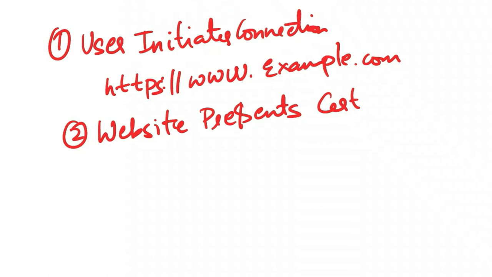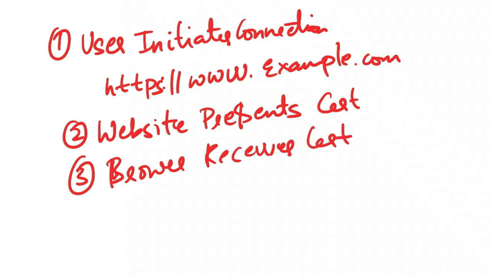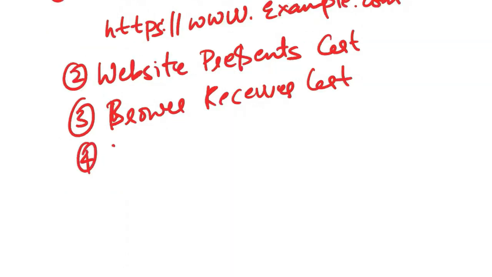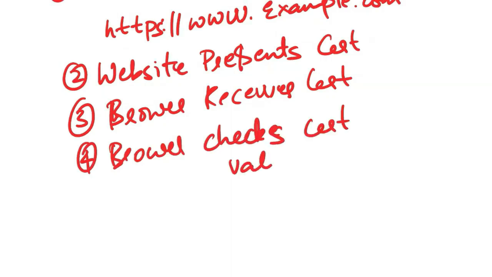The web server hosting the website responds to the user's request and sends a digital certificate to the browser. Next step is browser receives the certificate. This certificate includes the website's public key, identity information, and the digital signature of the certificate authority, CA. Now the browser checks certificate validity. The first thing that the browser does is to check if the certificate is within its validity period. Certificates have a defined start and end date. If the certificate has expired, the browser will display a warning.